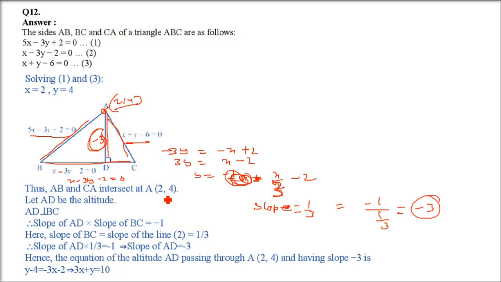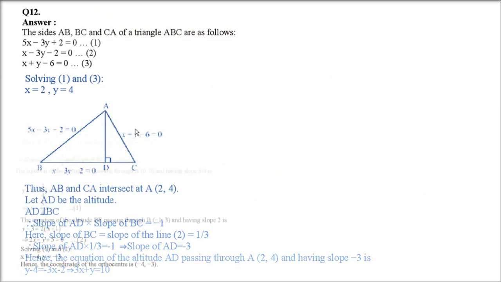So a line which is passing through (2, 4) having slope minus 3 is y minus y1 equals m times x minus x1, where x1, y1 are 2 and 4. That is y minus 4 equals minus 3 times x minus 2. And when we solve it, the equation will be 3x plus y equals 10.